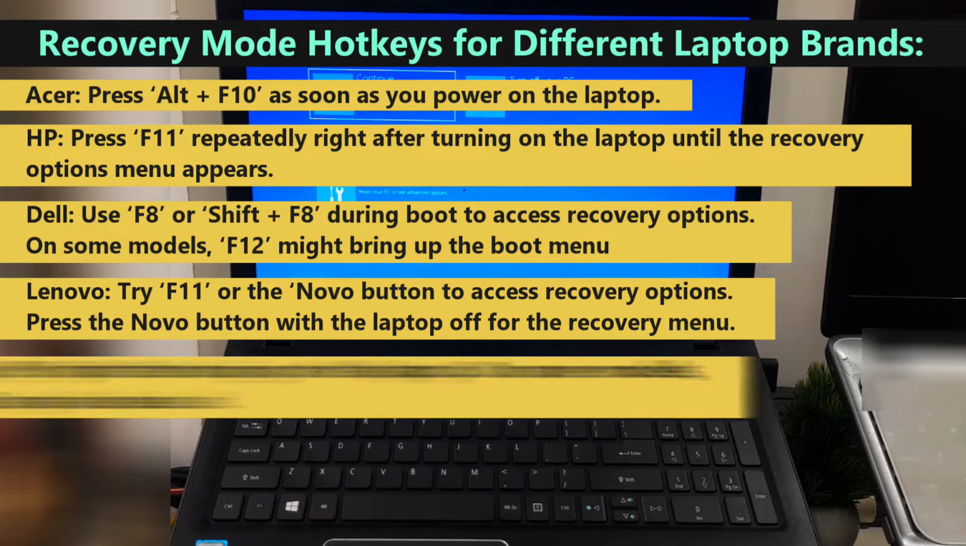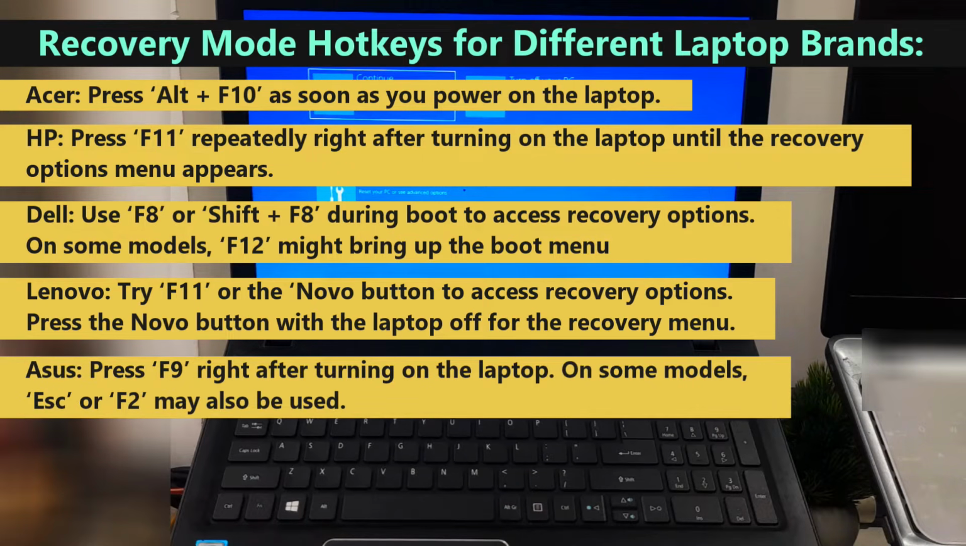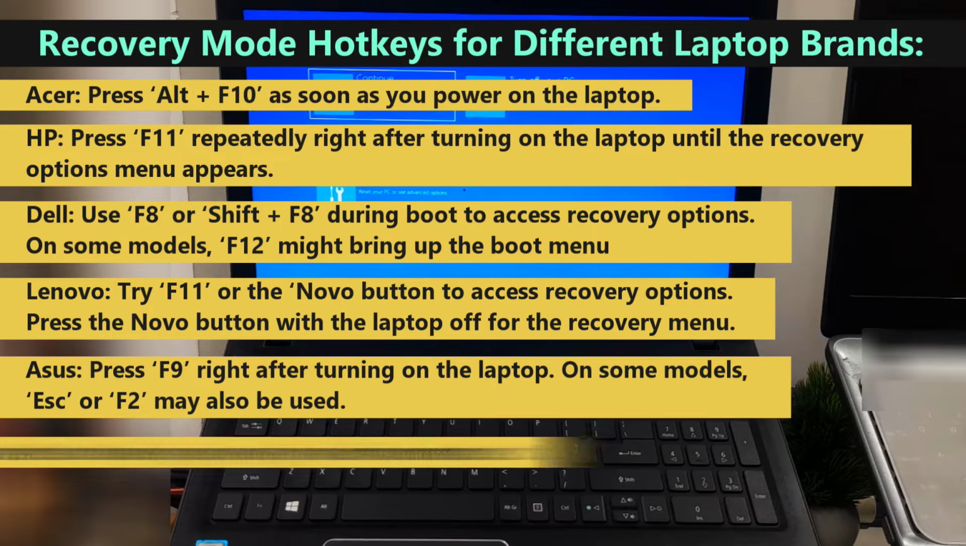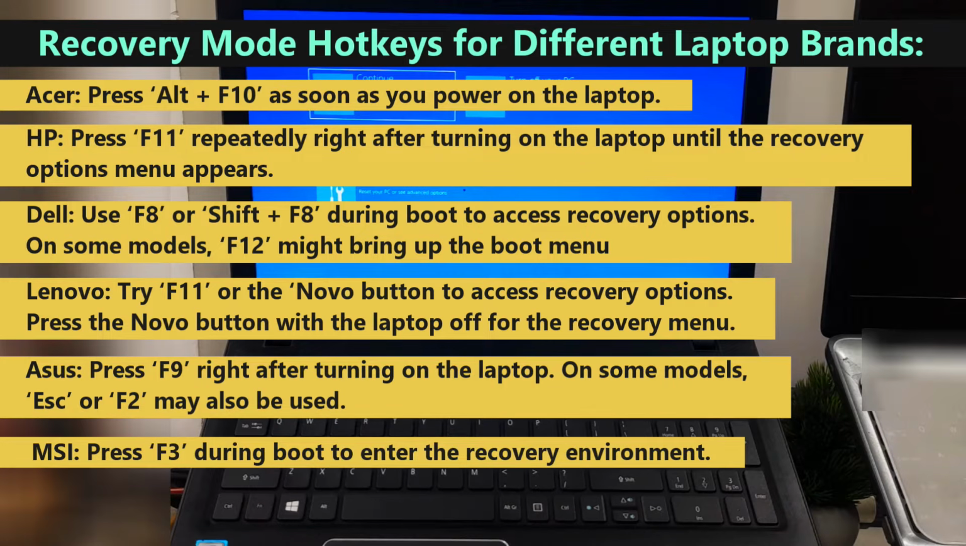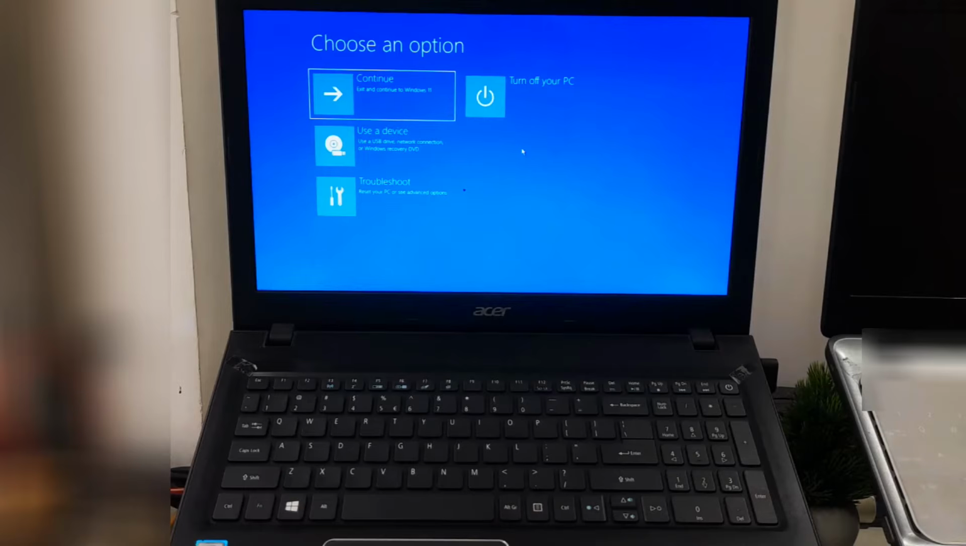For Asus, press F9 after turning on the laptop. On some models, Escape or F2 may also be used. And for MSI, press F3 during the boot process to enter the recovery environment. Here I am using an Acer laptop. If you have the same brand, then you can follow me to enter the recovery environment.